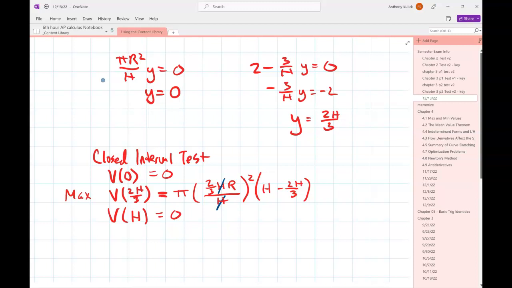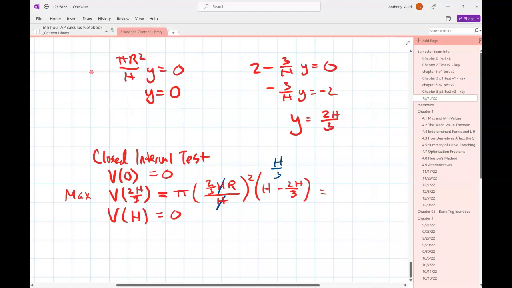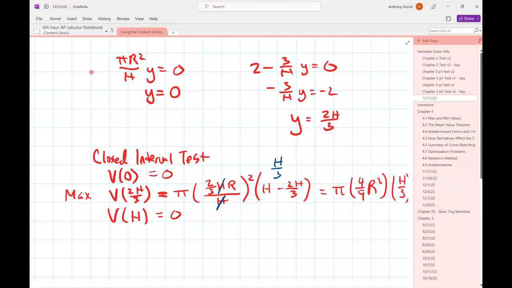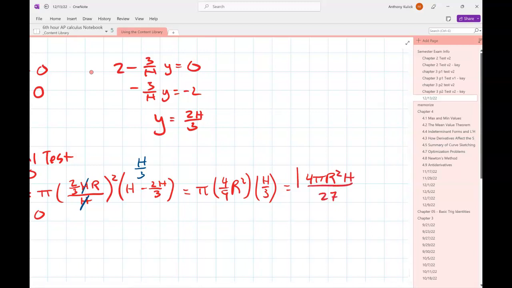So here, the h's cancel, swell. And over here, h minus 2/3 h is just 1/3 h. All right? I don't even need common denominators or nothing. Like, that's rad. So let's see. I got my pi still. And then I squared 2/3. That gives me 4/9. And I square the r. That's r squared. And then I have times h over 3. So what do I get here? I get 4 pi r squared h over 27. So that's my maximum volume.